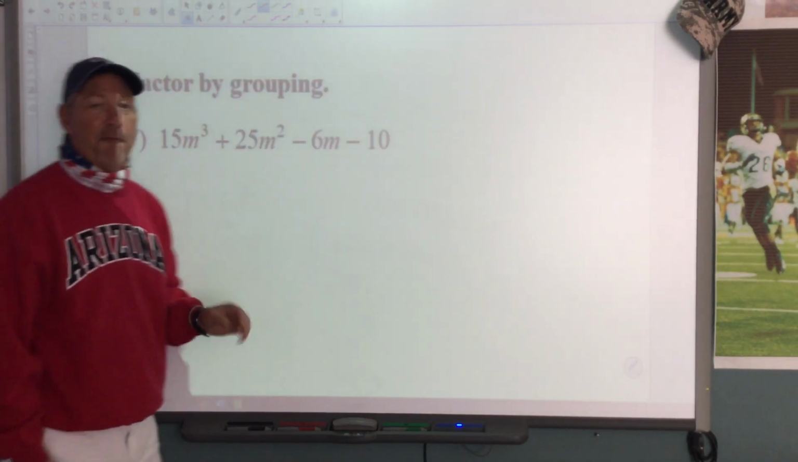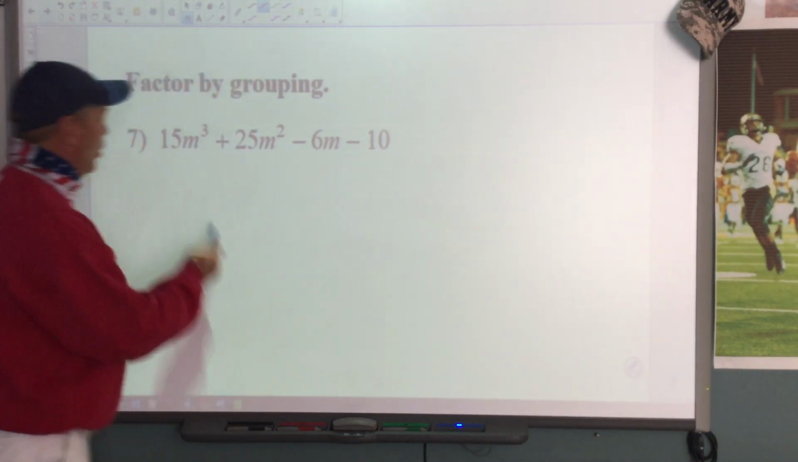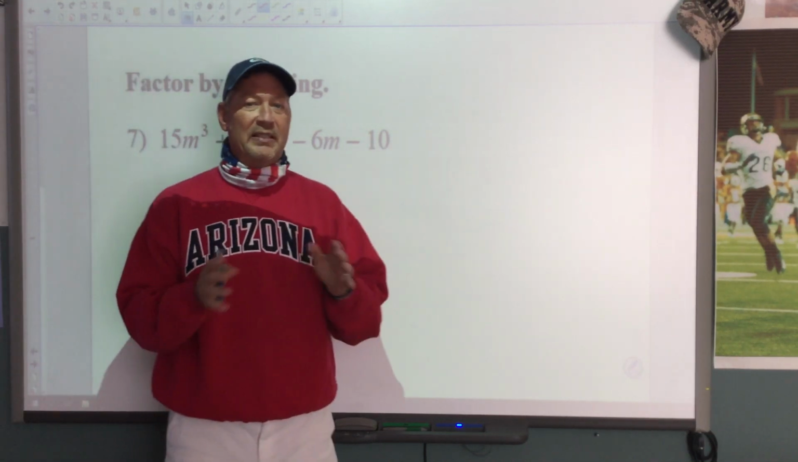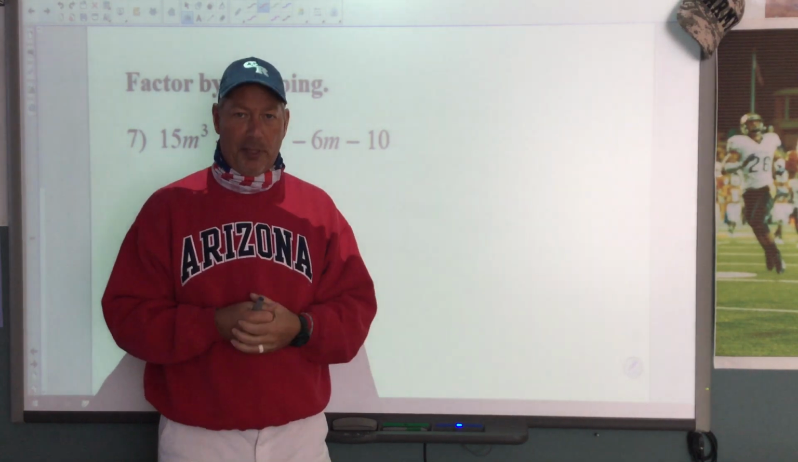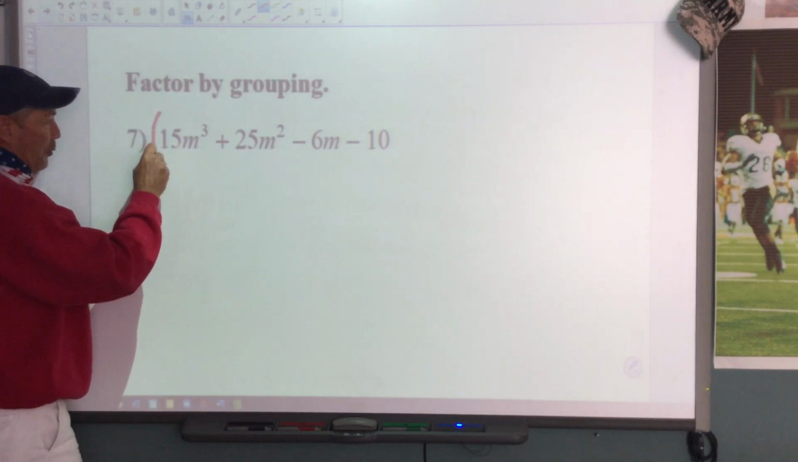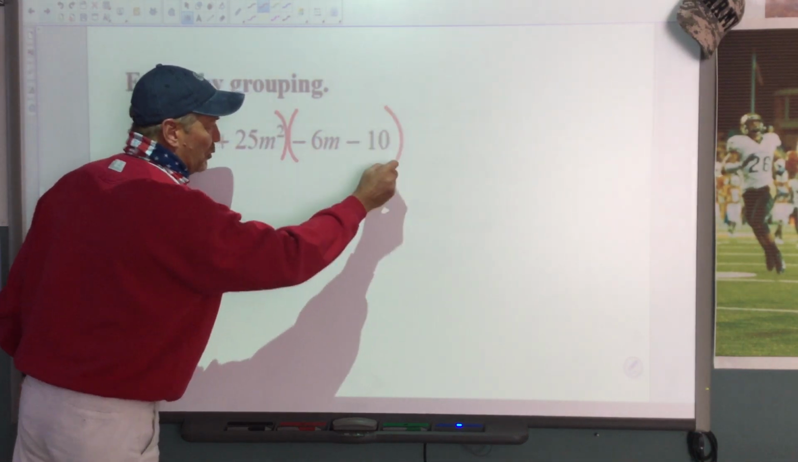All right, so we're going to have 4 terms this time. We're going to go factor by grouping. 1, 2, 3, 4. So whenever we see 4 terms, no matter what, we're going to use a method called grouping. So we're going to group the first 2 together, and we're going to group those 2 terms together.